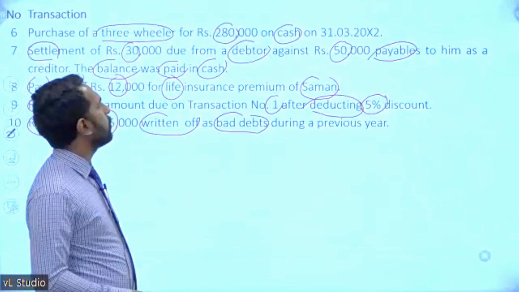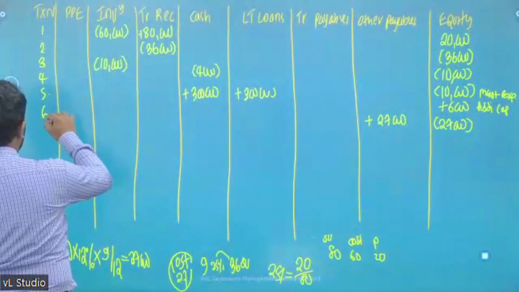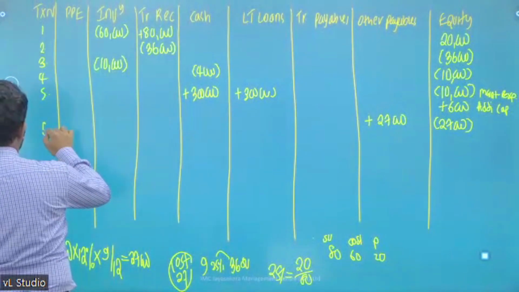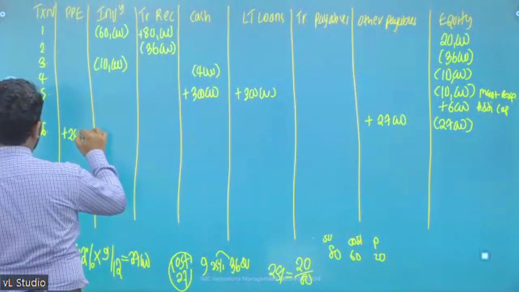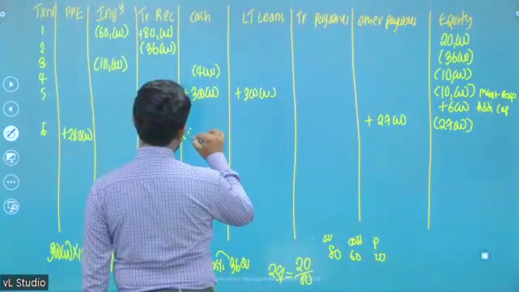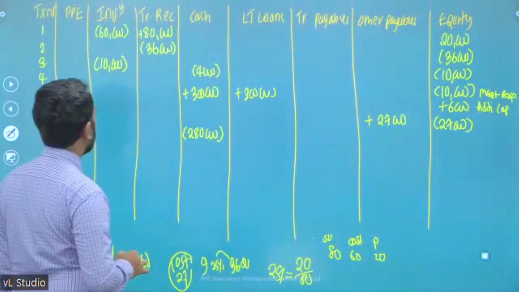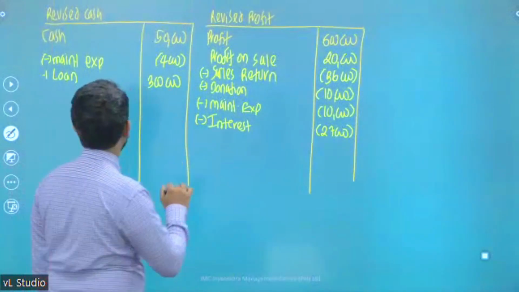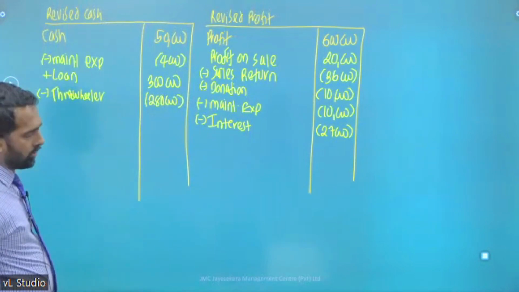Purchase of a three-wheeler for 280,000 on cash. So on the sixth transaction, we put it here. You are purchasing a three-wheeler for 280,000. So my cash is coming down by 280,000. Cash is coming down because of the three-wheeler.